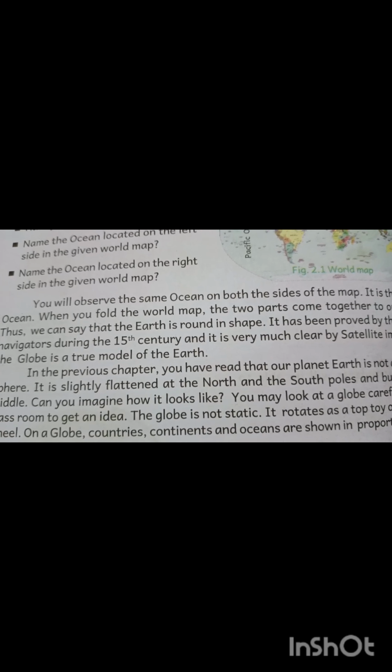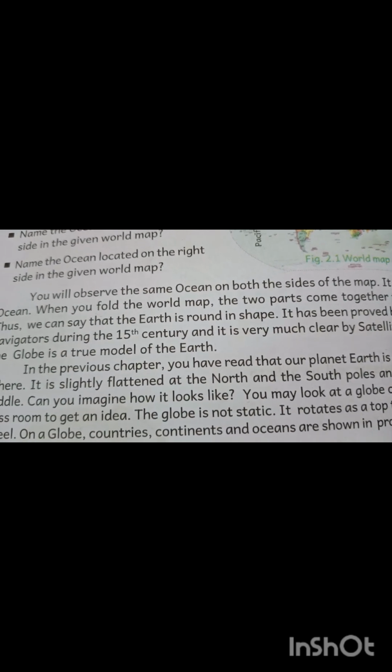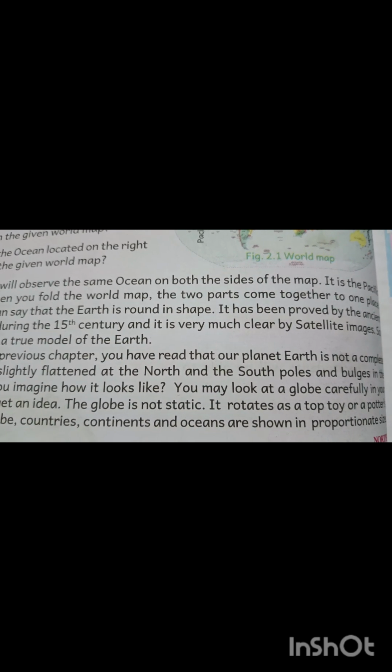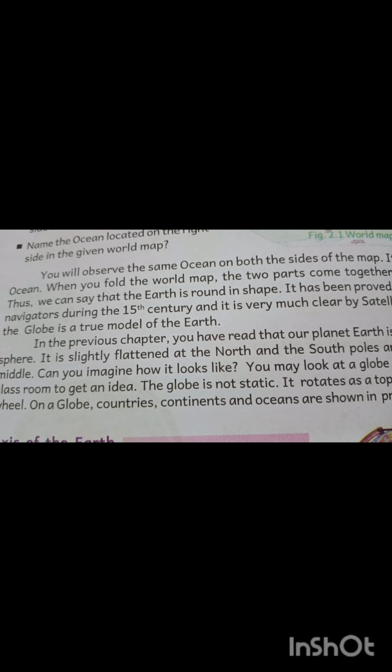When you fold the world map, the two parts come together in one place. Thus, we can say that the earth is round in shape. It was proved by the ancient navigators during the 15th century, and it is very clear from satellite images. So, the globe is a true model of the earth.